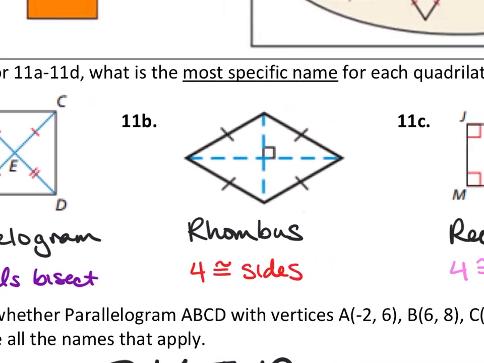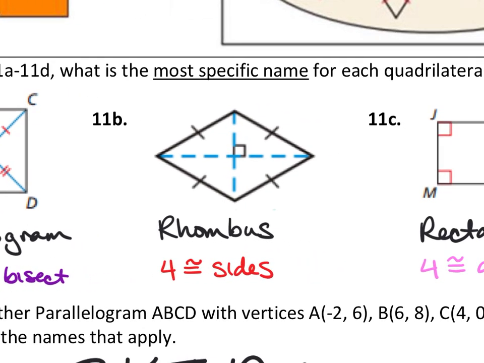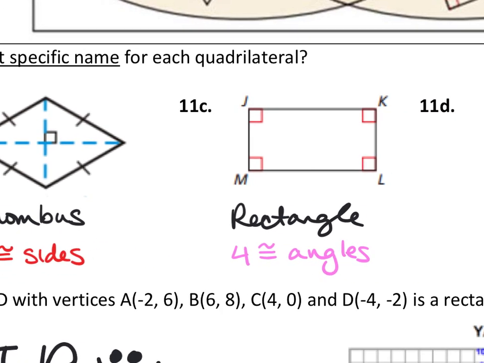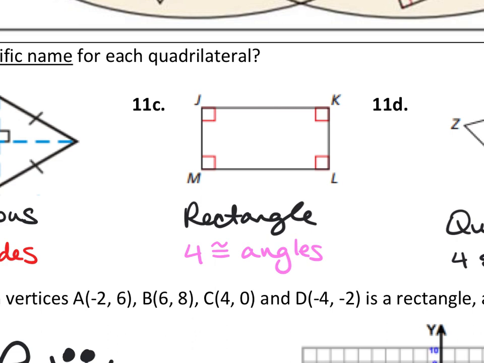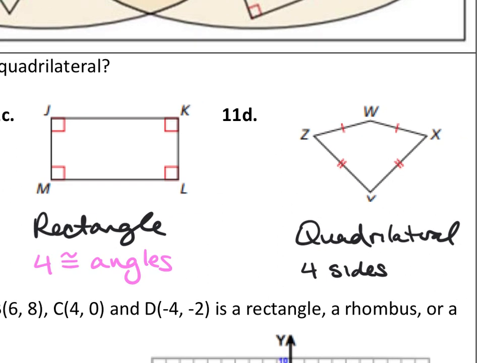On the second one, since the tick marks are on all of the sides, that's information to tell me that it's a rhombus. For number 11C, since I have congruent angles, I'm then allowed to say it's a rectangle. And on the last one, you don't have any other information about the angles or that all of the sides are the same. In fact, it's not even a parallelogram because there's no parallel lines. You'd have to go back and call this just a quadrilateral.